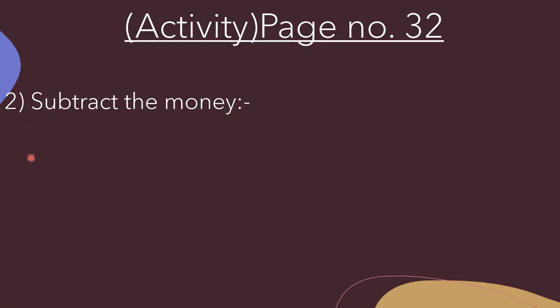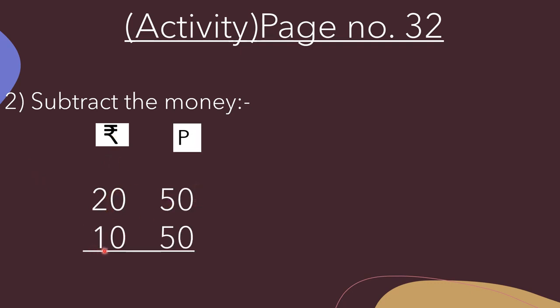Question number 2. It is given rupees and paise: 20 rupees 50 paise, and the second amount is 10 rupees 50 paise. Now we have to subtract. So let's start from our right hand side. 0 minus 0 is equal to 0, and 5 minus 5 is equal to 0. Again 0 minus 0 is also equal to 0, and 2 minus 1 is equal to 1. So what is the answer, beta? That is 10 rupees, because here paise are 0, so we can say it like 10 rupees only.